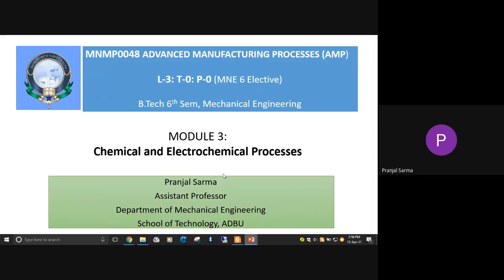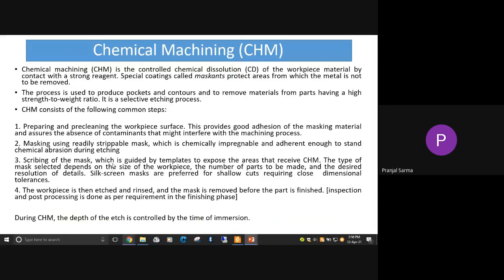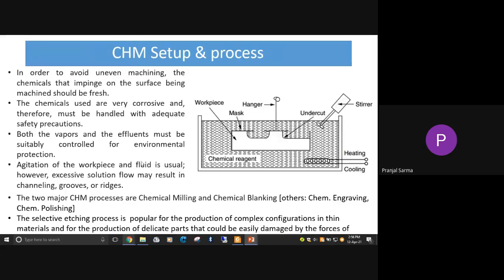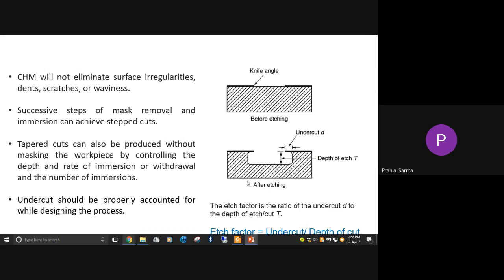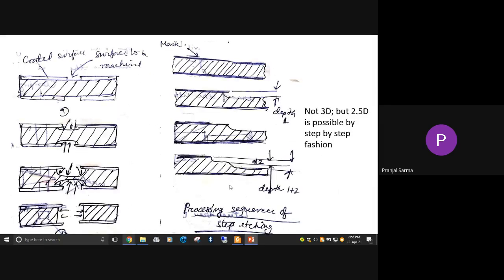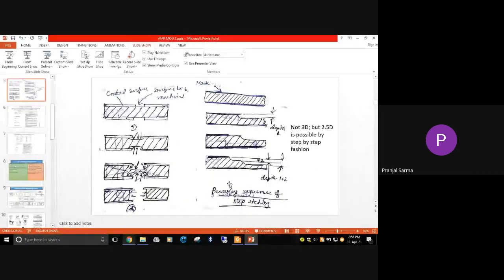Any questions? So initially we discussed chemical machining. There we know how we use a strong chemical reagent for our intended machining purpose. We know about its setup and process, and we discussed each factor and how it is important in our case.